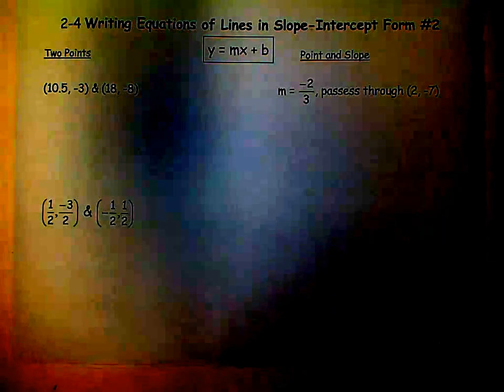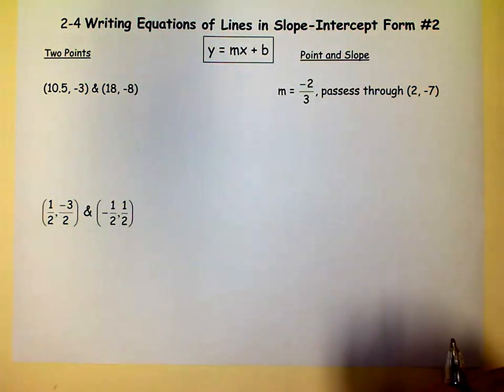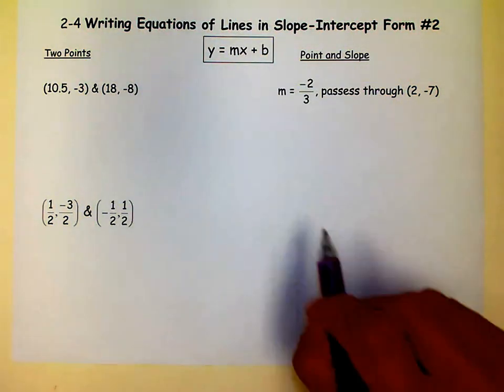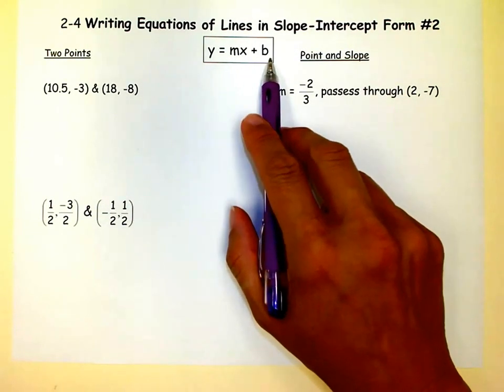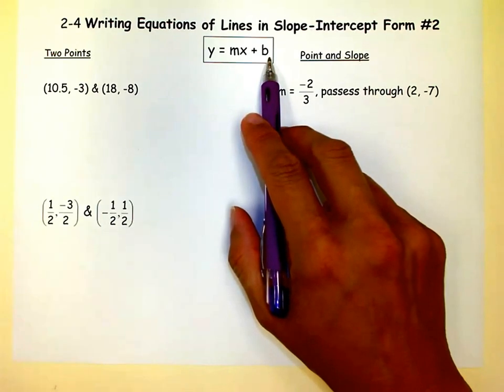We're going to do some more challenging ones. We're going to write some equations in slope-intercept form. Remember, for slope-intercept form, which is y equals mx plus b, we need an m and we need a b. So if we don't have those two things, we've got to find them.